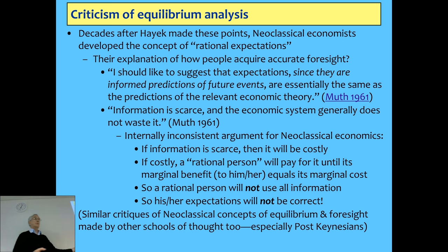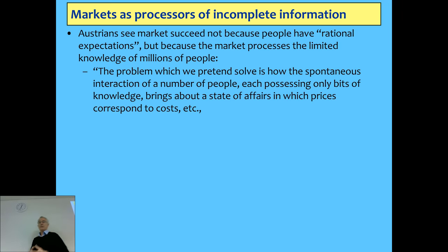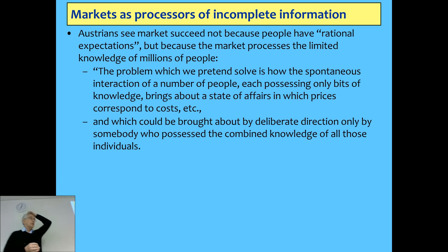And it's not just the Austrians who focus upon it. In many ways, post-Keynesians make almost identical critiques of the neoclassical school. But they went off and built up different foundations to build their positive theory of economics. So what the Austrians see is the market working because you take limited information from lots of people and work out a reasonable approximation to a good idea in the aggregate. So what we're trying to solve is how the interaction of many, many people, each possessing small bits of information, brings about a state of affairs in which prices correspond to costs.